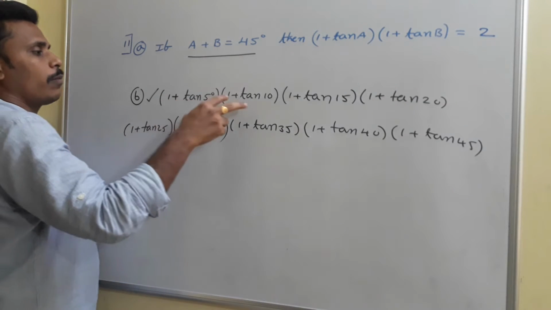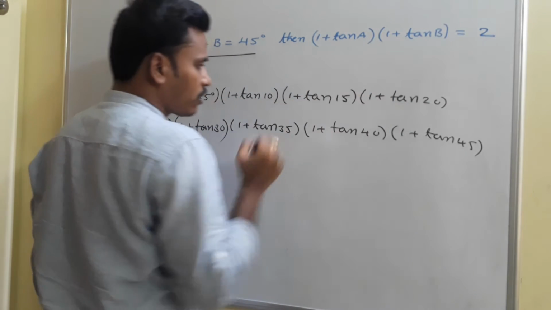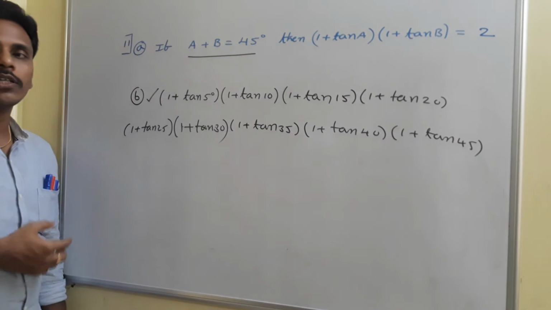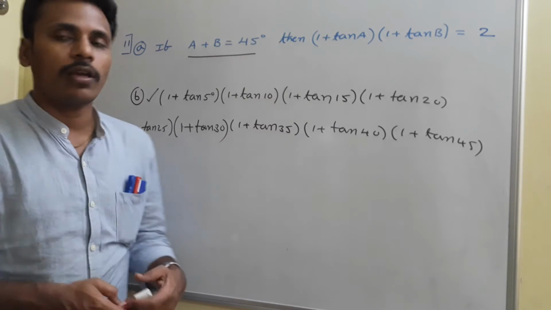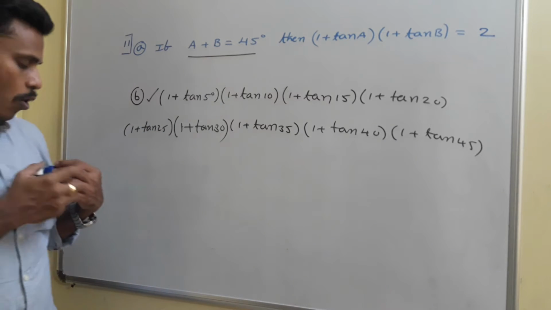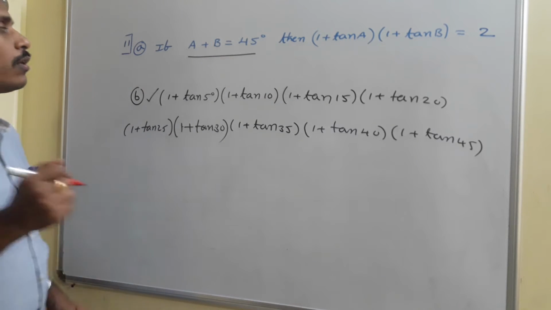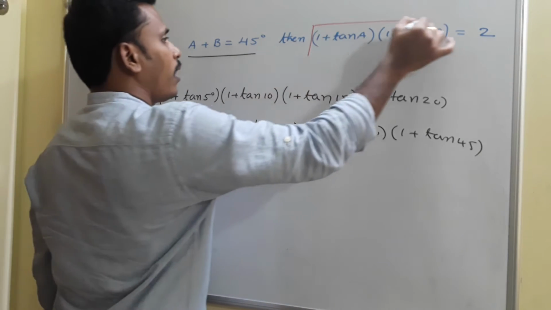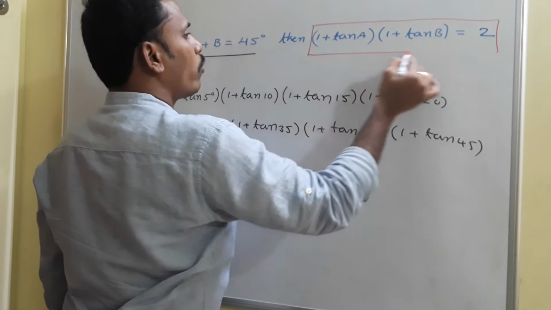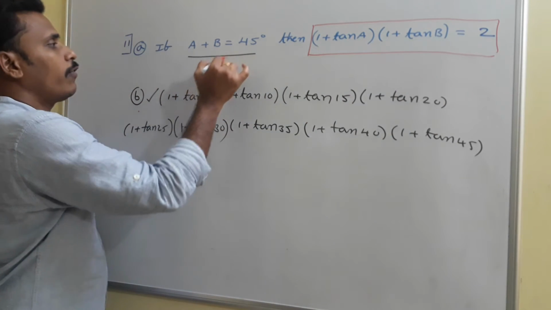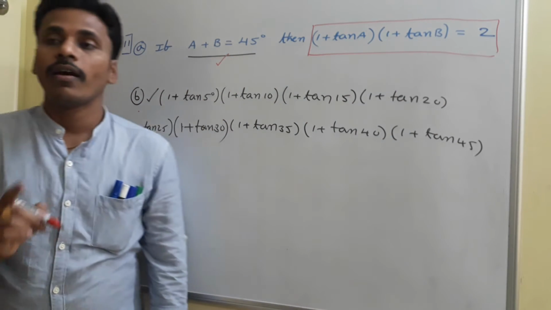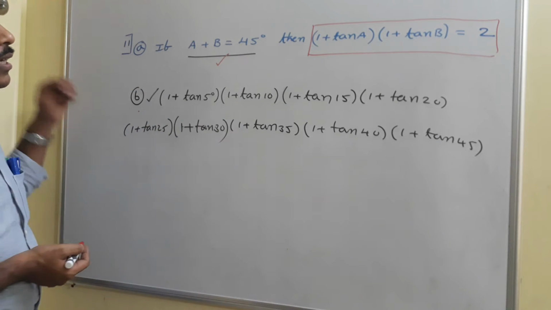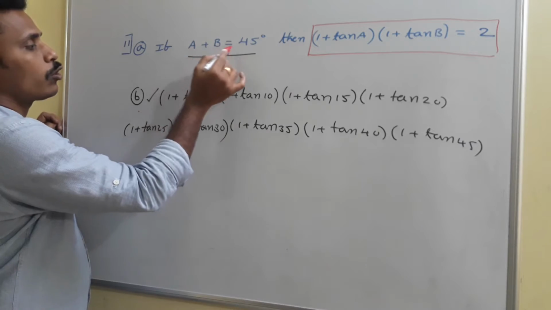1 plus tan 5, 1 plus tan 10, 1 plus tan 15, 1 plus tan 20, 1 plus tan 25, 30, 35, 40 and 45. What do you say about the value of this? Okay. So to calculate its value, this is 11b, right? So you just think about 11a. Here I have that 1 plus tan A into 1 plus tan B is equal to 2, if A plus B is equal to what? 45 degrees. So with that idea, what do I do? If A plus B is equal to 45.